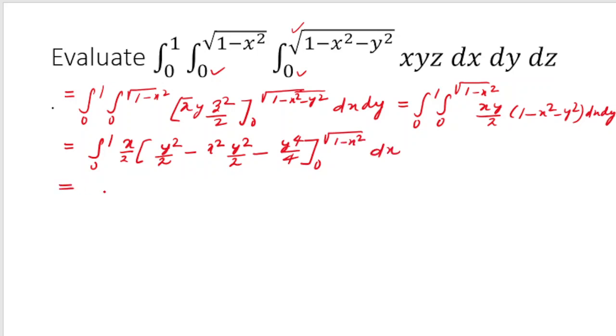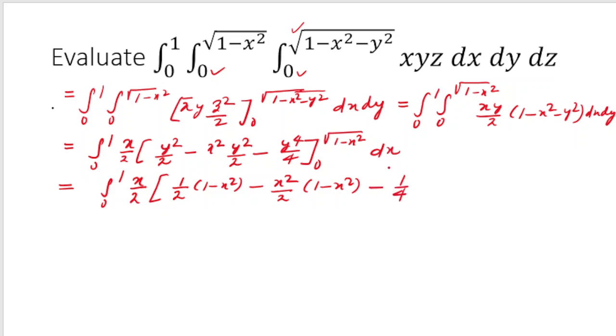Now this is equal to what? This is equal to 0 to 1, x by 2, 1 by 2 y square, so I will write 1 minus x square, minus x square by 2, and y square again is 1 minus x square, and minus 1 by 4, and y to the power 4 means y square square, so this will be 1 minus x square square, and then I have to integrate this with respect to x.